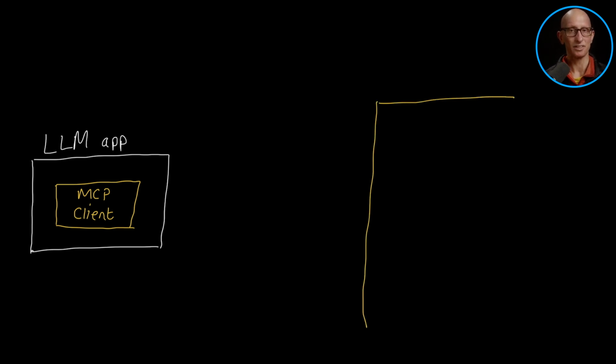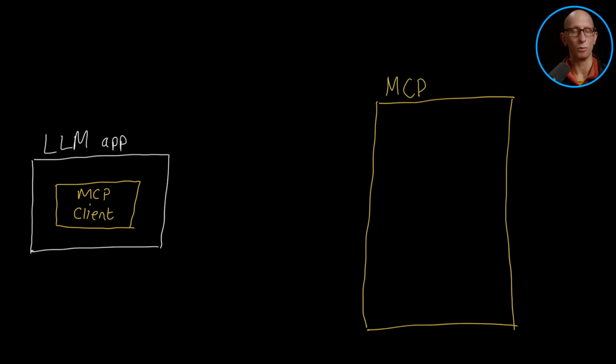So imagine we have our LLM application. Inside that application, we then have what they call an MCP client. So it's a bit of code that you can use. And over on the right-hand side, we've got an MCP server, and you can have one or more of those. And they're where we're going to provide stuff.